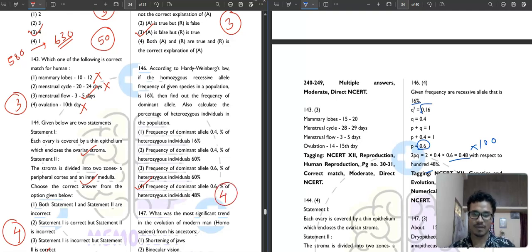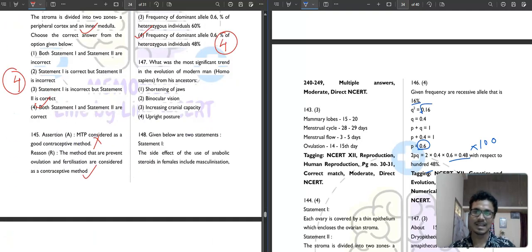Then question number 147. It is asking what was the most significant trend in the evolution of modern man from this ancestor? I think this question has come a lot of times. Shortening of jaw, binocular vision, increasing cranial capacity, upright posture. So what is the most significant? That is increasing cranial capacity, because Homo habilis had a capacity of 900 cc. Now Homo sapiens have a capacity of almost 1450 cc.